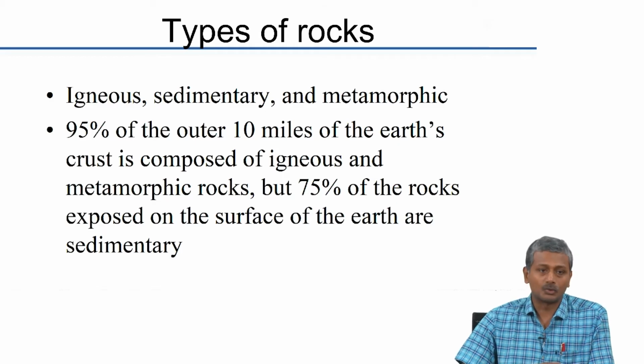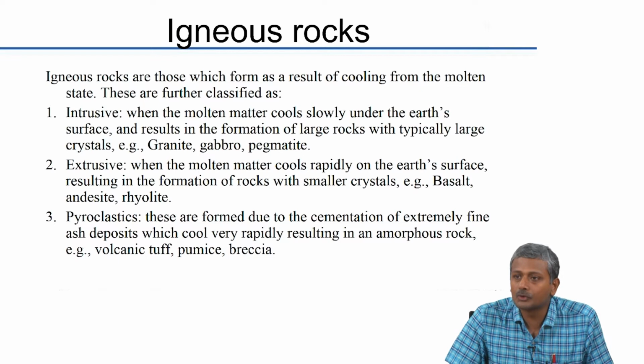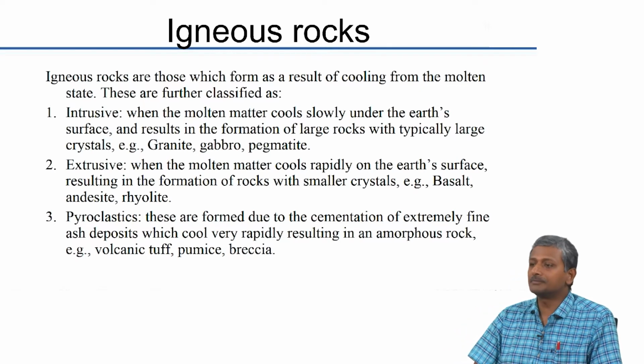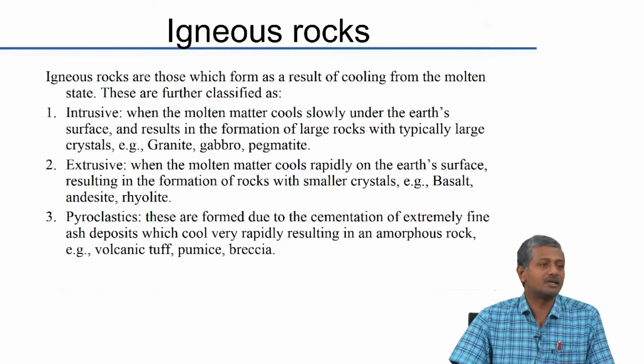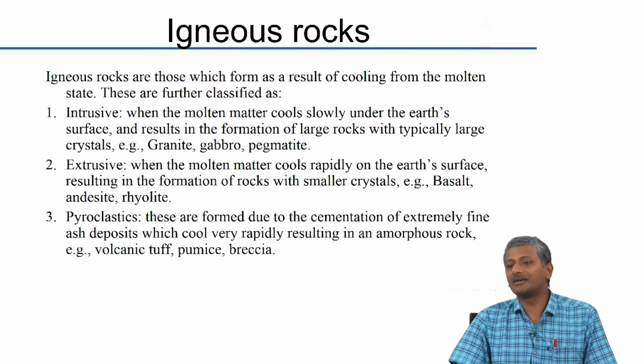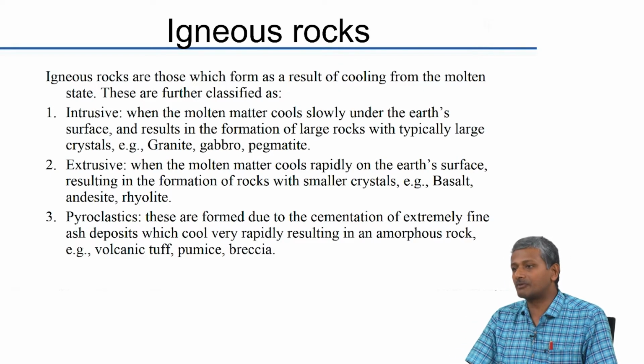lithified into stone. Igneous rocks we know very well are those which are formed from the molten lava. So, molten lava cools and forms different types of igneous rocks. Depending upon the rate at which this cooling occurs, you get different types of igneous rocks.